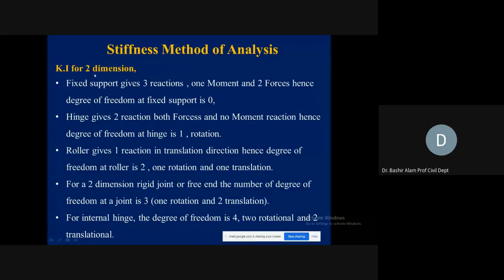Now, kinematic indeterminacy for plane structures, two-dimensional structures. Fixed support gives 3 reactions. I hope you agree with these 3 reactions. One is moment and 2 are the vertical and horizontal reactions. So this is how we get these 3 reactions, one moment and 2 forces. Hence, degree of freedom at fixed support is 0. Do you take this statement?